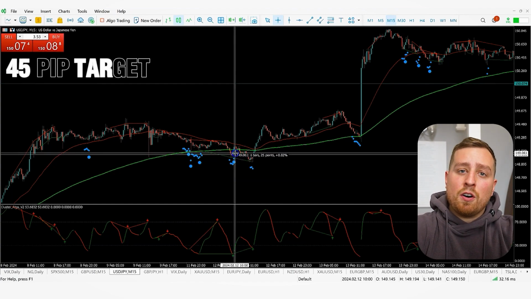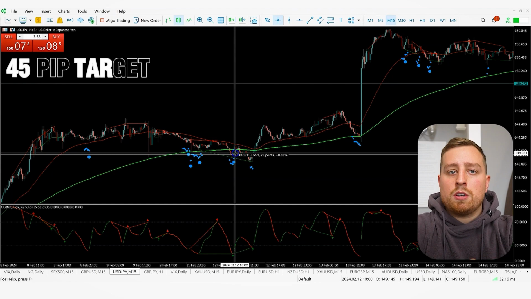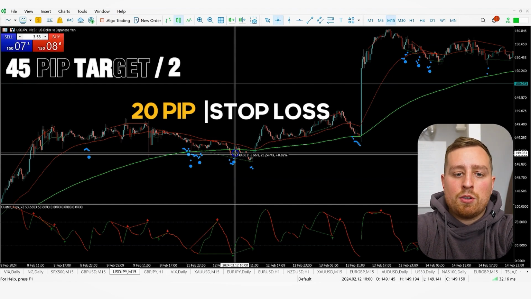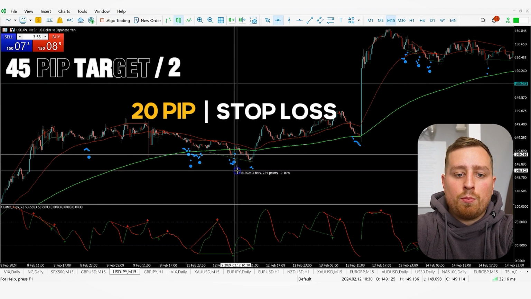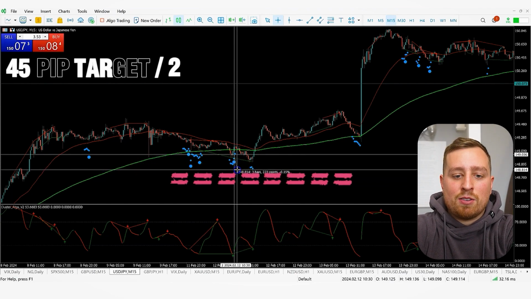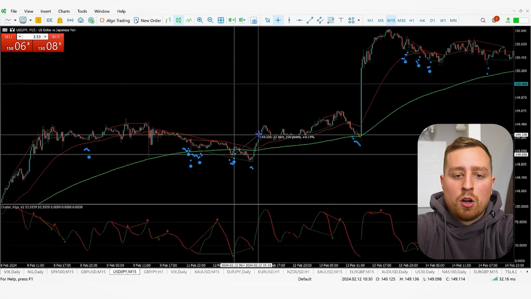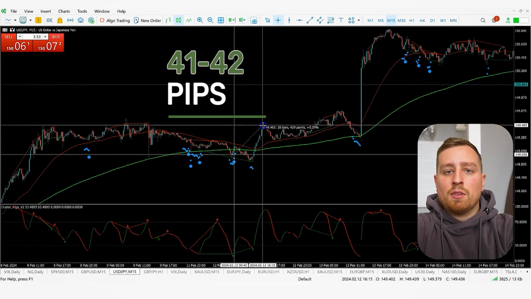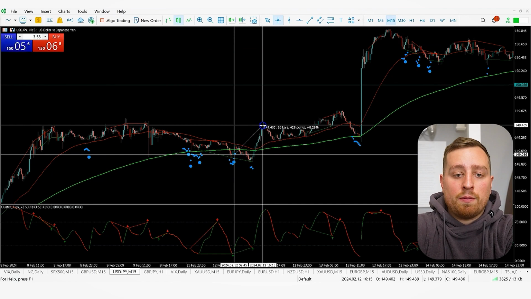If we've got a 45 pip target zone, we want to divide that by 2 and make sure that we've got a 50% stop loss. So around a 20 pip stop loss. So our stop loss would have been down around here, which is completely out of the way of any of the market movement during that period of time. Overall, the market goes up and it hits around 41, 42 pips. It's actually slightly below our target.